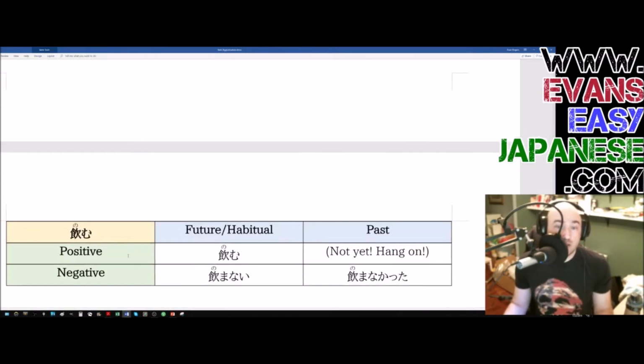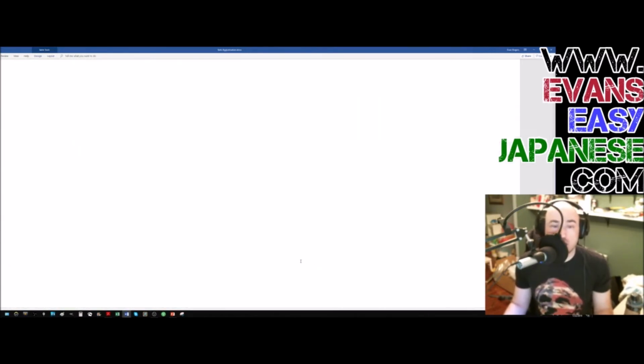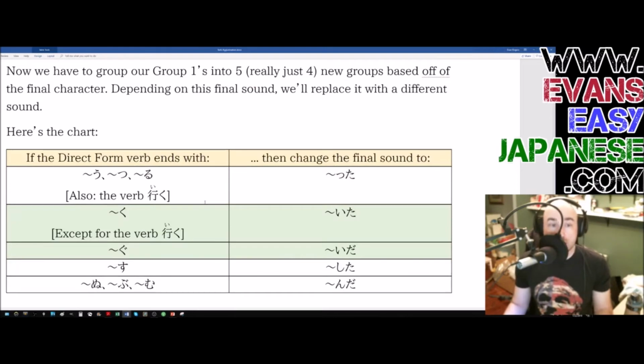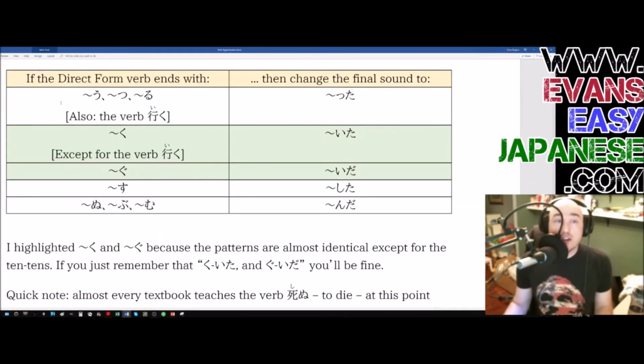Yobanai, yobanakata, nomanai, nomanakata. Okay, so now the regular old past tense. Now for the hard part, just straight up past tense, aka the complete form. Here is the chart. Like I just got done saying, I had to burp, so I edited it out, and then I chugged a bunch of water. Okay, anyway, here's the verb chart.